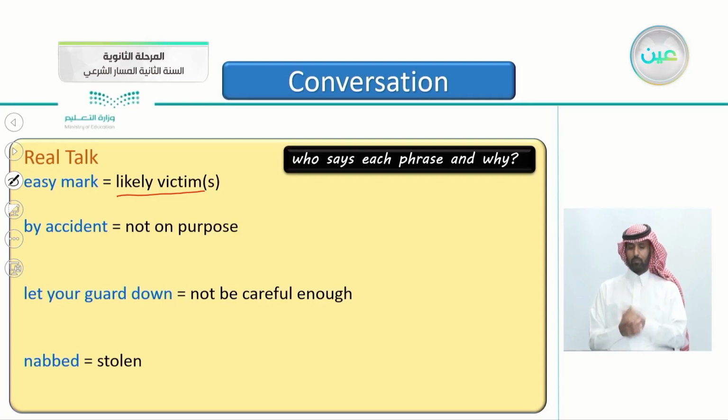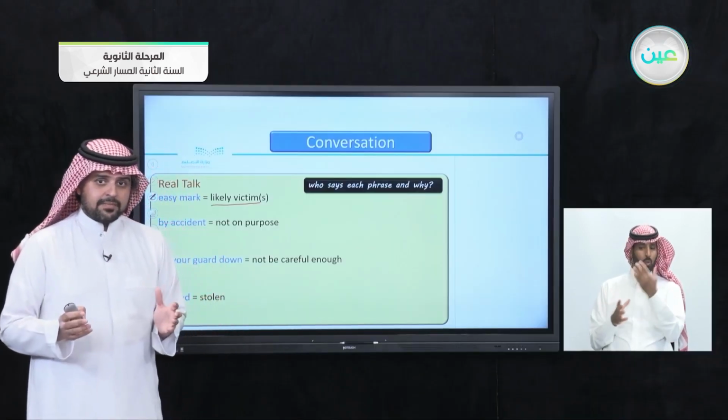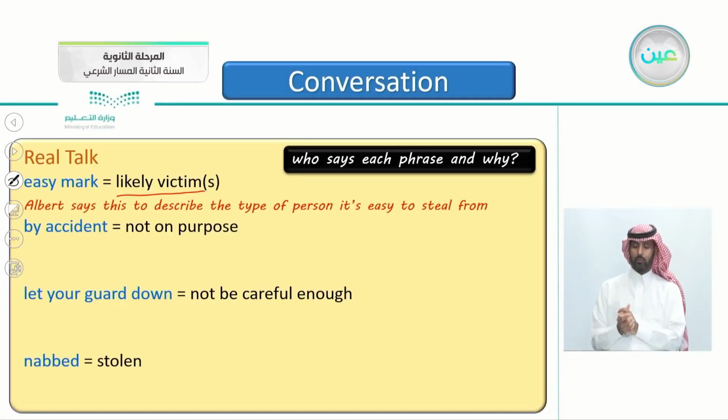Nabbed means stolen. So who says each phrase and why? Who says easy mark, and why did he say it? Yes, that's correct. Albert says this to describe the type of person it's easy to steal from. Of course, he meant the tourists.